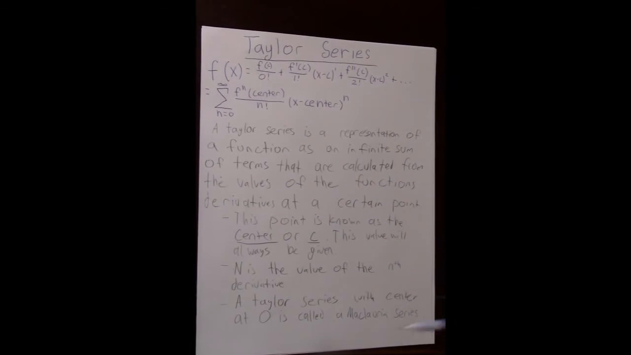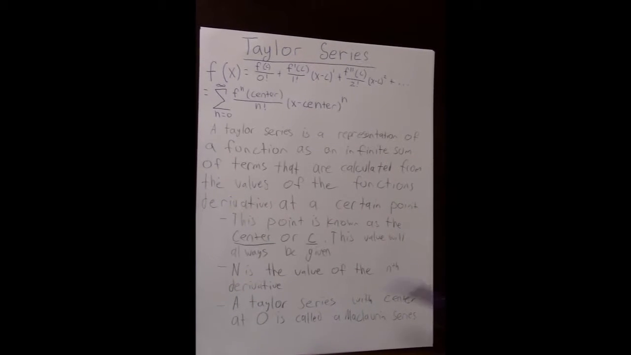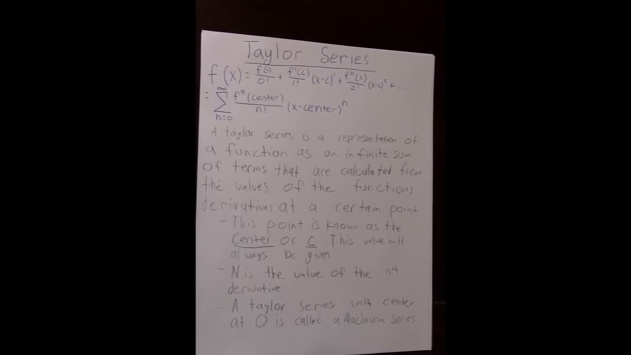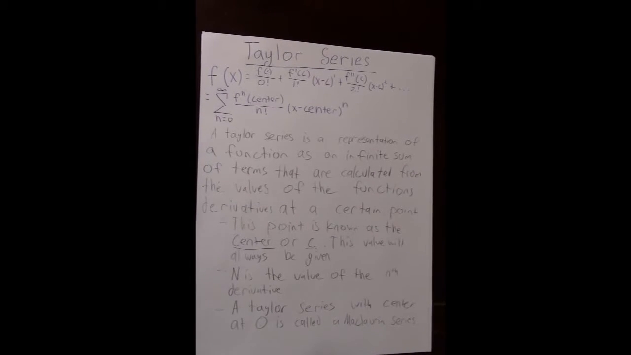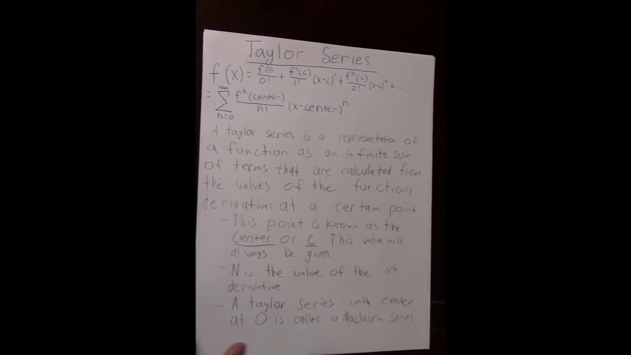A quick note: n is the order of the nth derivative, and a Taylor series with center at 0 is called a Maclaurin series. So now that we know what a Taylor series is, and we have the general term to solve for a Taylor series, we can do a practice problem.